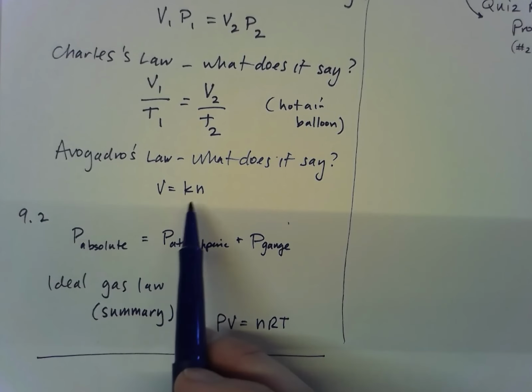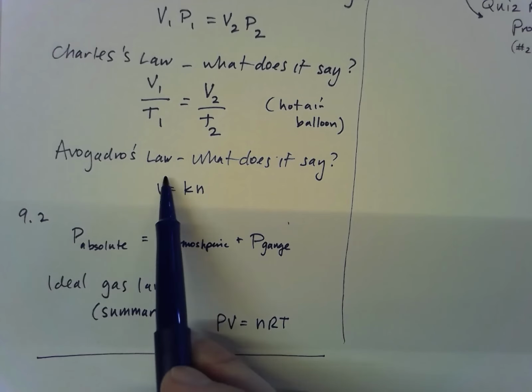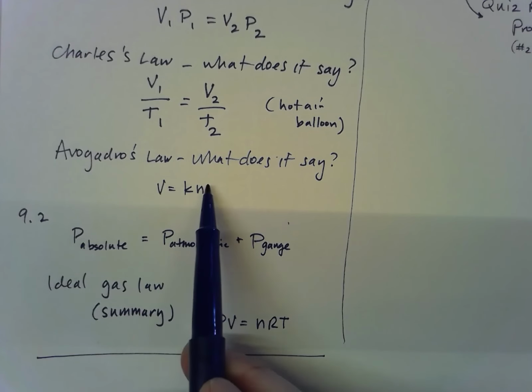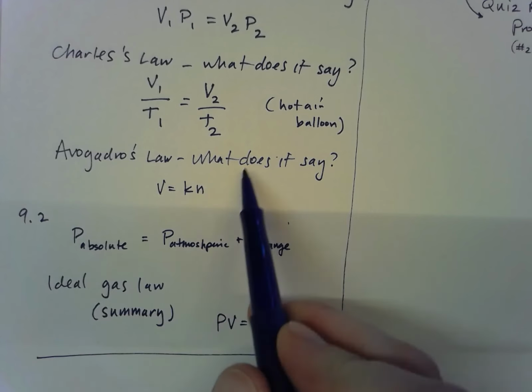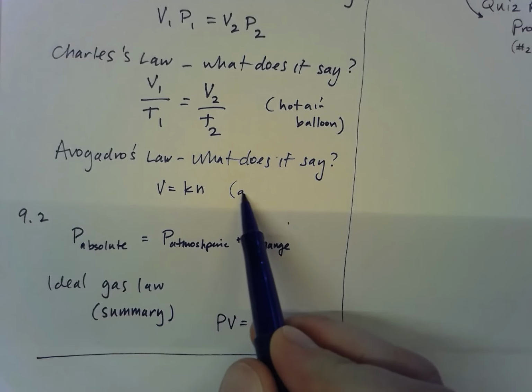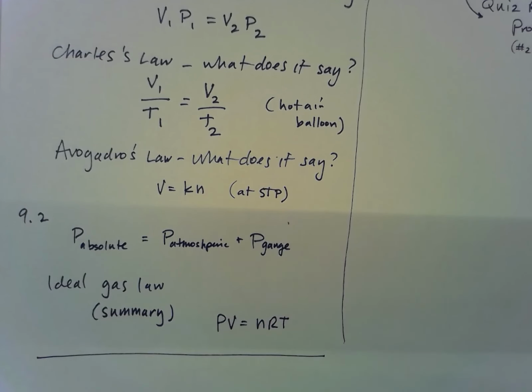Avogadro's law, what does it say? It says that a volume is based on a certain number of moles, okay? And this has the understanding that this is at standard temperature and pressure. Okay, and I think we talked about that in chapter 8.